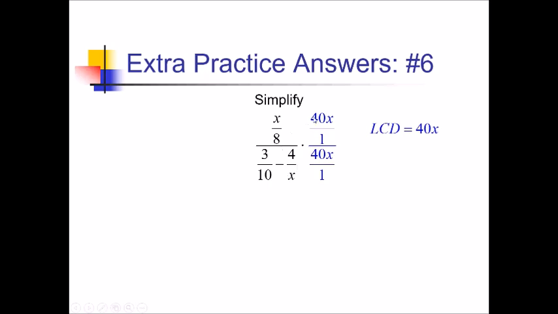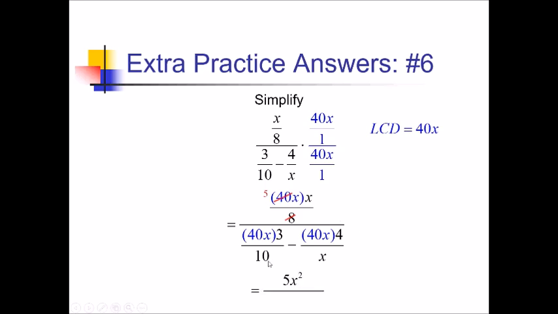So I have 40x times the x over 8 up top, 40x times the 3/10 minus 40x times the 4 over x. Going through and canceling some stuff out now, 40 and 8 can reduce to a 5 over 1. So I have 5 times x, or 5x squared, on top of the main fraction now. And down below, we have a 40 divided by 10. That's 4. 4 times x times 3 gives me a 12x right there. And for this last one, the x's cancel.